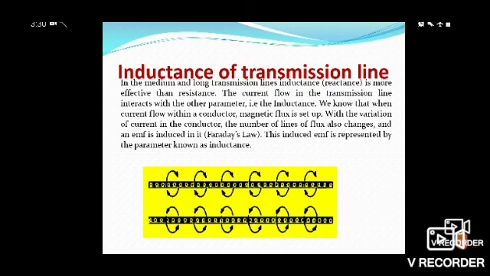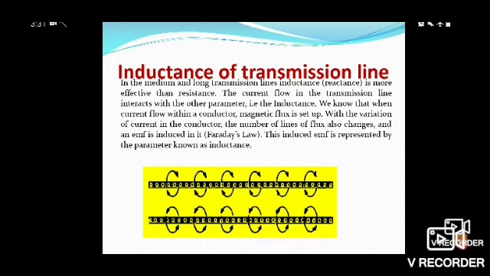What is inductance in transmission lines? In long transmission lines, inductance is more effective than resistance. Whenever current flows in the transmission lines, it interacts with the other parameter, that is inductance. Whenever current flows within the conductor, magnetic flux is going to be set up. With the variation of current in the conductors, the number of lines of flux also changes, and an EMF is induced in it.